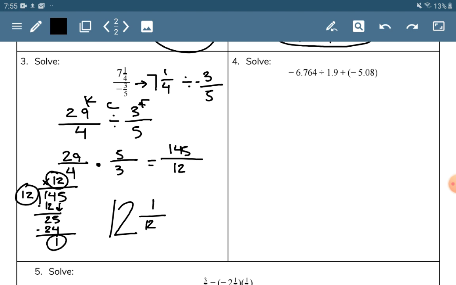So I had a positive 7 1/4 and a negative 3/5. That means a good thing happened to a bad person. I am sad. My answer is negative.